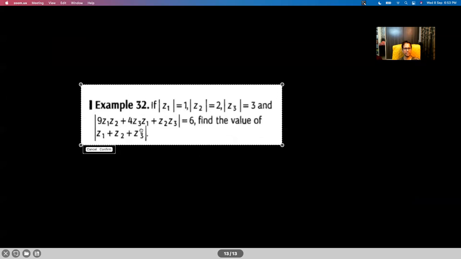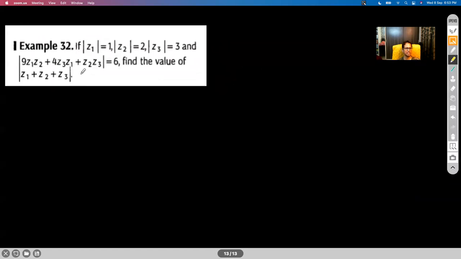This is a very interesting type of question, which is asked in various shapes and sizes. So here this question says modulus of Z1 is 1, modulus of Z2 is 2, modulus of Z3 is 3, and modulus of 9 Z1 Z2 plus 4 Z3 Z1 plus Z2 Z3 is equal to 6. Find the modulus of Z1 plus Z2 plus Z3.